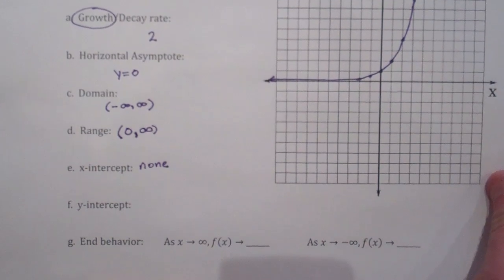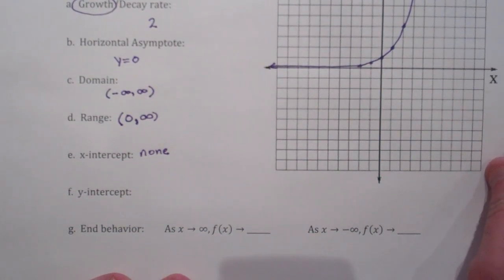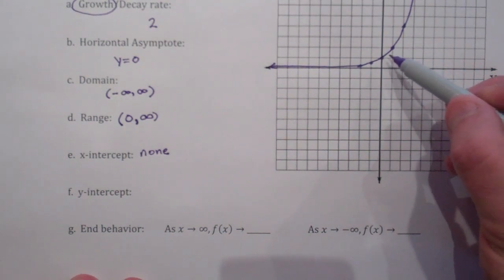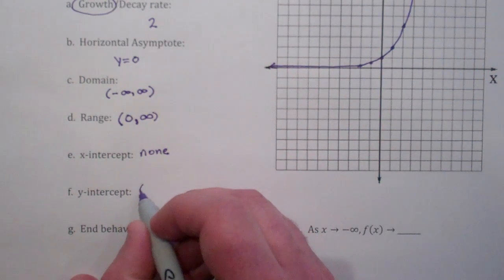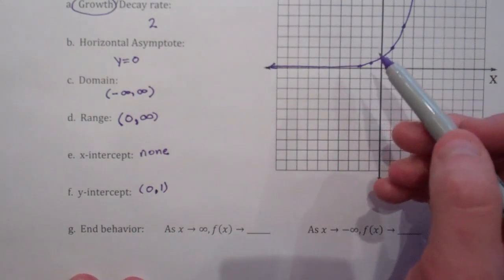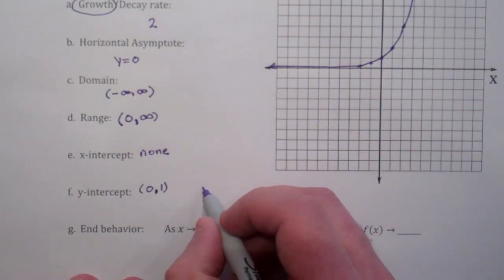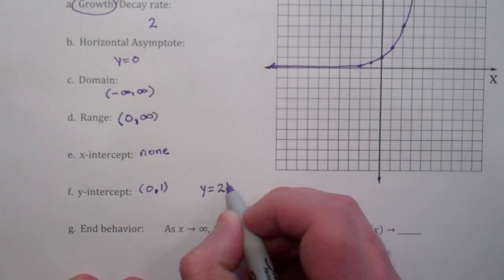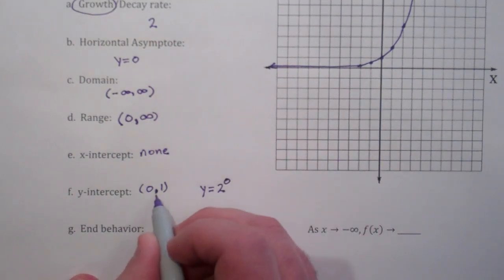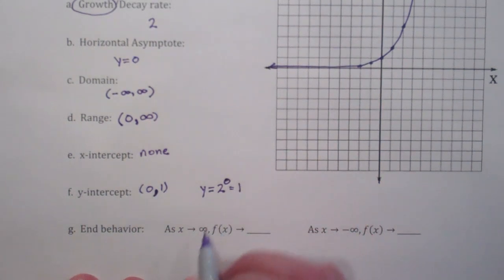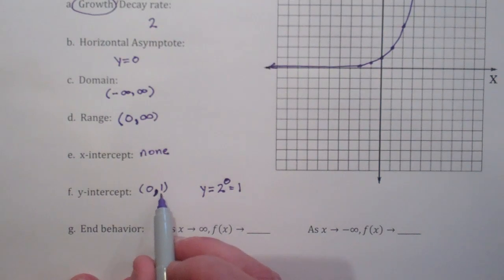And we've got a couple problems here at the bottom to answer. So f is the y-intercept. If we look at the graph right here, the y-intercept happens to be 0, 1. Algebraically, you could take the equation, which is y is equal to 2 to the x power, and substitute a 0 in for x. That's supposed to be a comma right there. Getting a y value of 1. So we know that the y value for the y-intercept is 1.